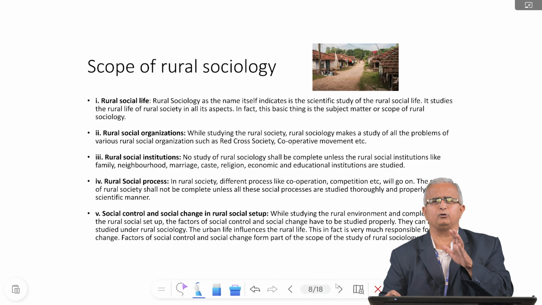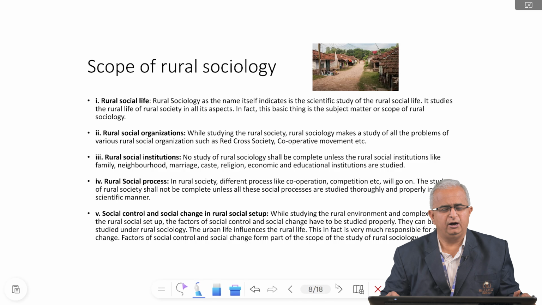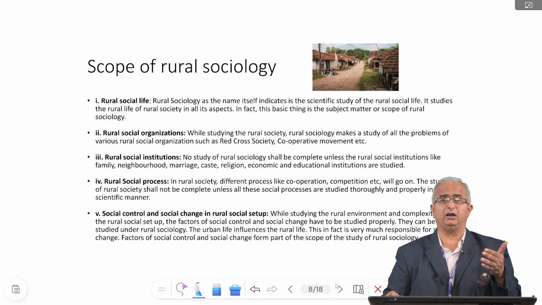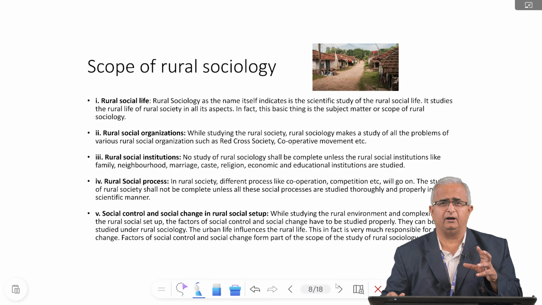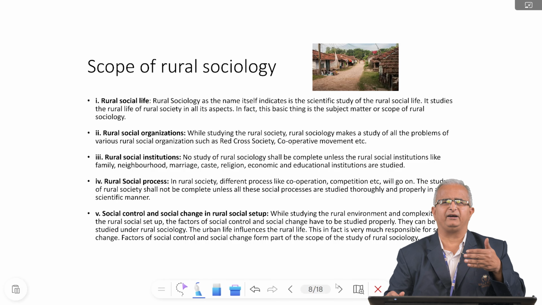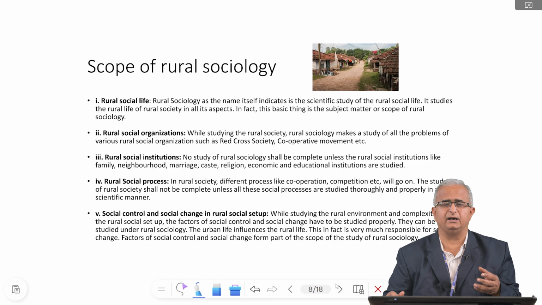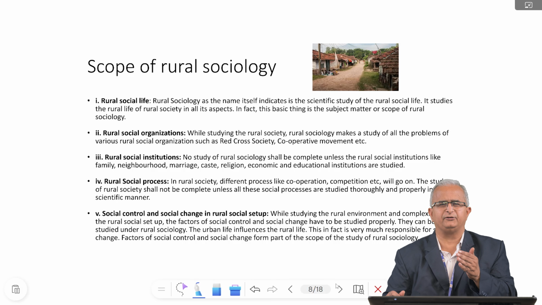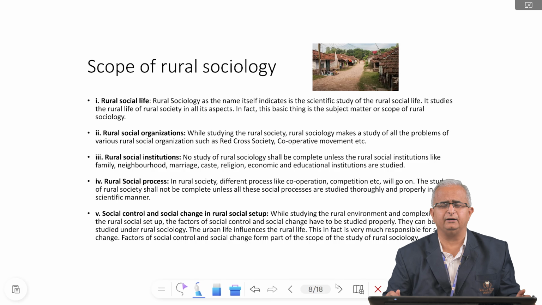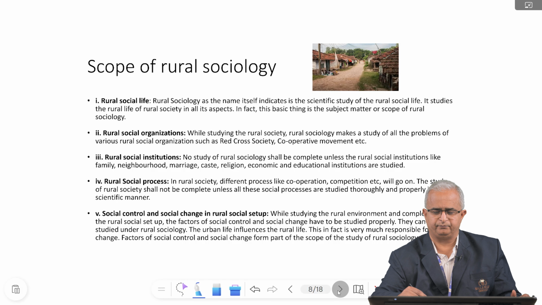We study different social processes as a subject matter of rural sociology: social control and social change. How to control the people is a matter of sociology we study, and social change also. Change is nothing but changing from the existing condition. How they are changing, how they are transforming their living conditions, we study as a subject matter of rural sociology.